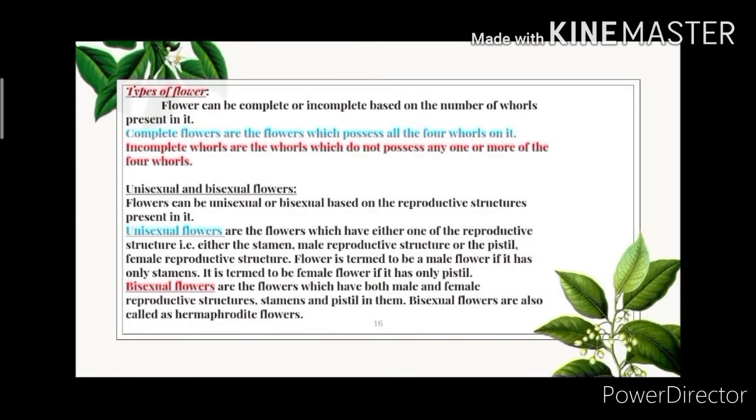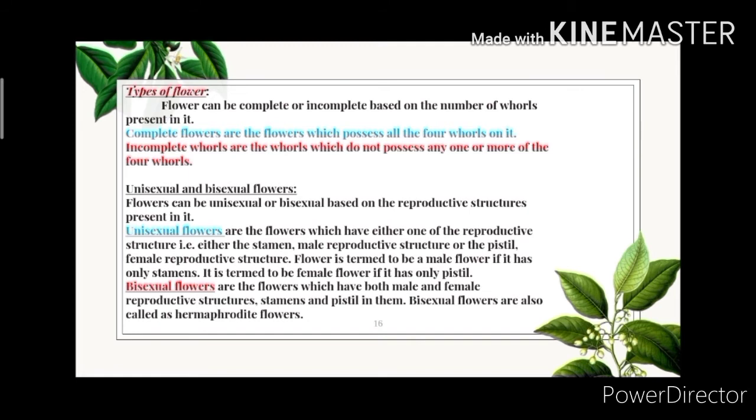Next is the type of flower. On the basis of number of coverings, or whorls, the flowers are classified into two: complete flower and incomplete flower. Complete flowers are the flowers which possess all four whorls. Means it will contain androecium, gynoecium, sepal and petal. If all four coverings are present, then it is known as the complete flower.